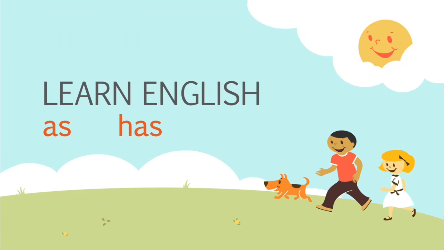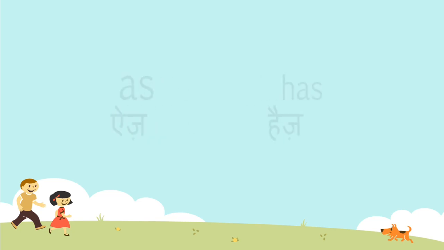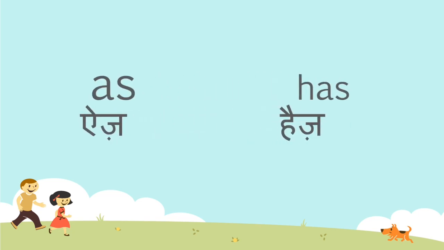Hello everyone, welcome to Learn English again, and today we are going to learn about two words which are "as" and "has". So let's first look at the sound of these two words. The sound of "as" is as, and the sound of "has" is has. As and has.